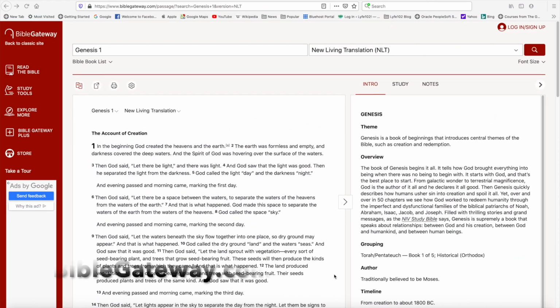Okay, I am at Bible Gateway. If you don't have a study Bible or a Bible dictionary or a Bible handbook, you can go to websites such as Bible Gateway or Blue Letter Bible to get an overview about the text that you're studying. We're in Genesis 1 with Bible Gateway. I typed in the passage of scripture that I'm studying, chose the translation that I'm studying from, and then I clicked intro.